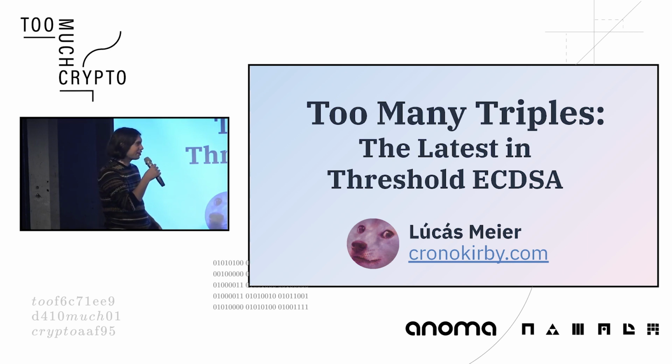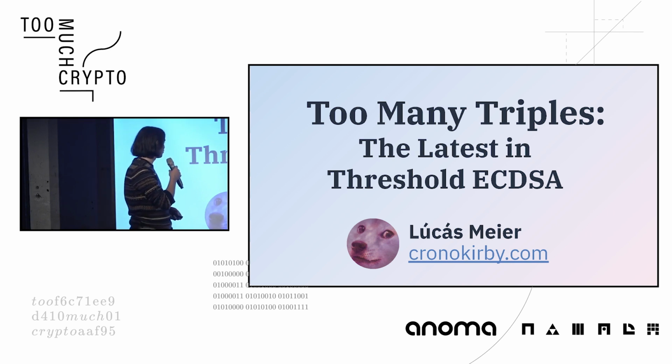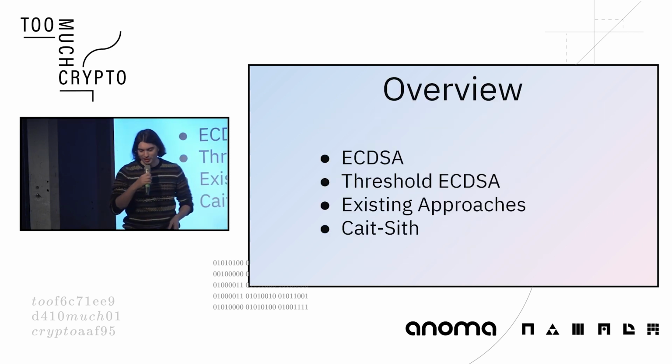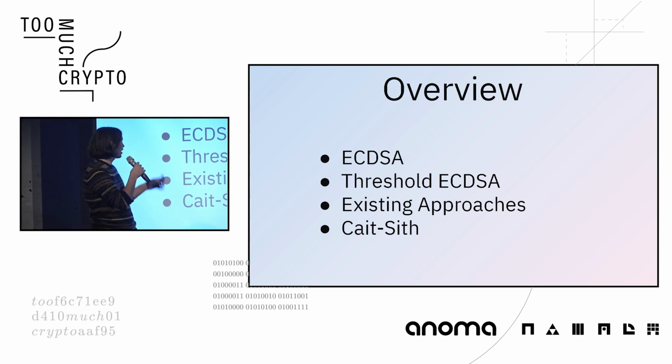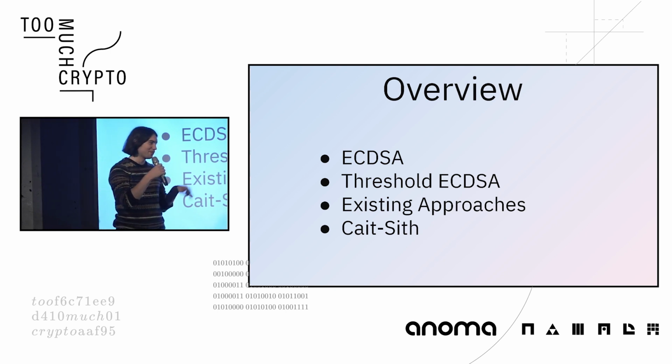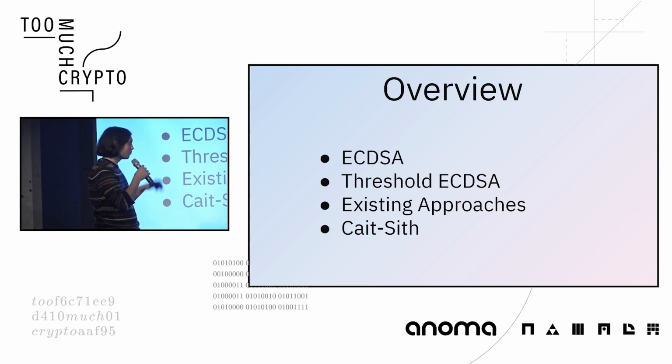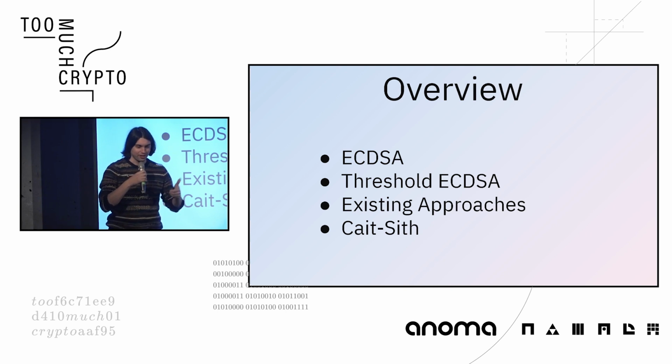Today we're going to be talking about threshold ECDSA. 90% of this talk is going to be about how to multiply two numbers. Otherwise, we're going to talk a little bit about Beaver triples and other cool stuff. As a little overview of the talk, we're going to be talking about what ECDSA is. It's a signature scheme. What it means to thresholdize it, why it's harder than other schemes at least, what some existing approaches look like, and then also some stuff I've been working on called Cait-Sith.